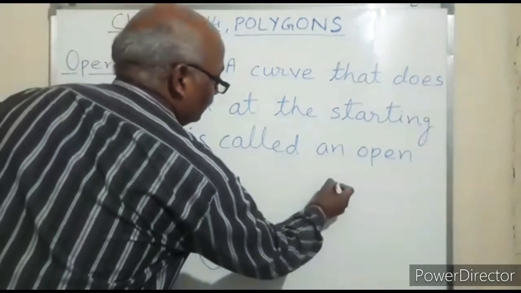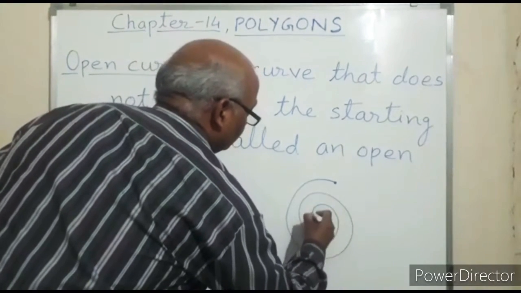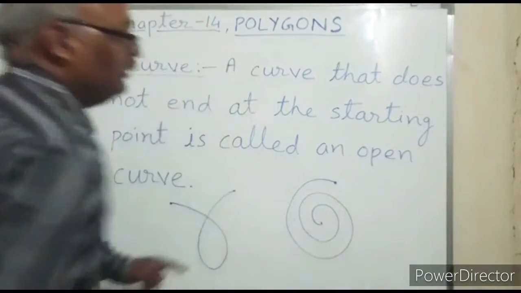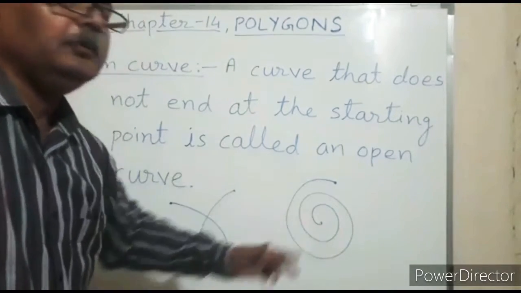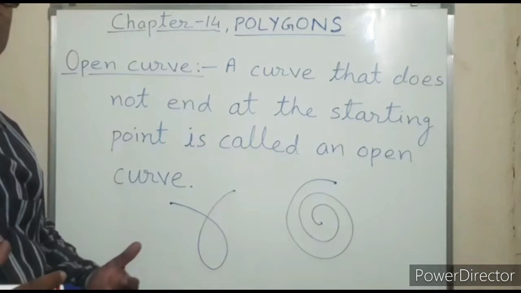In the same way, if I start from this point, drawing any curve, you can see again the starting point and end point are different. So it is again an example of open curve.